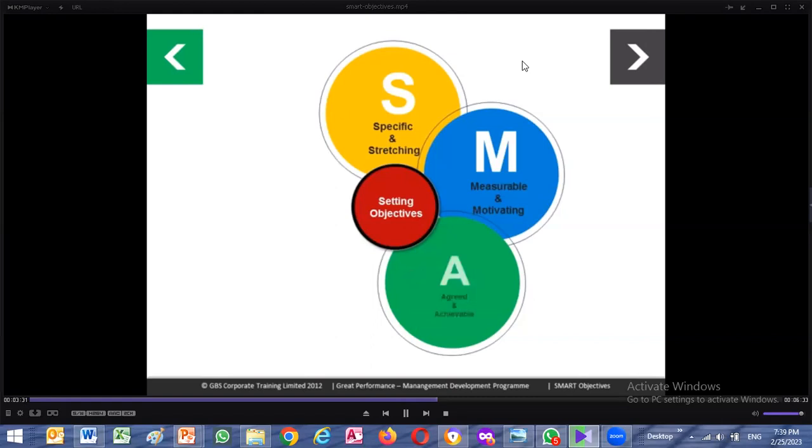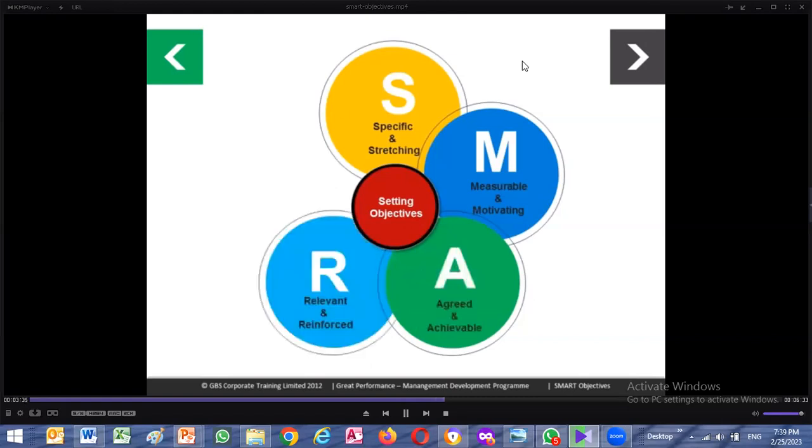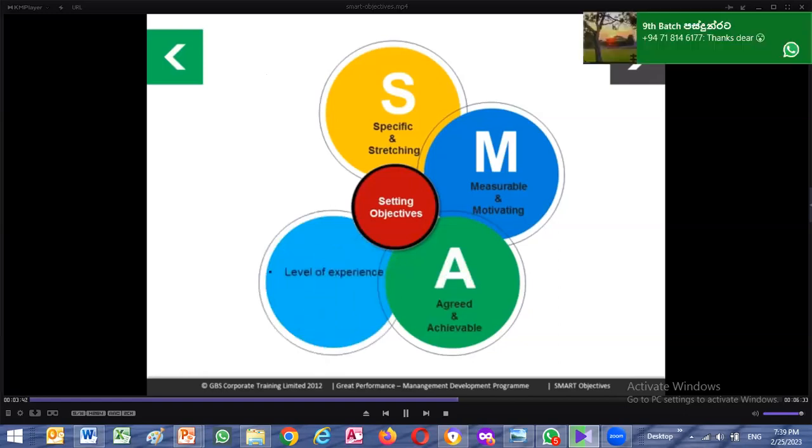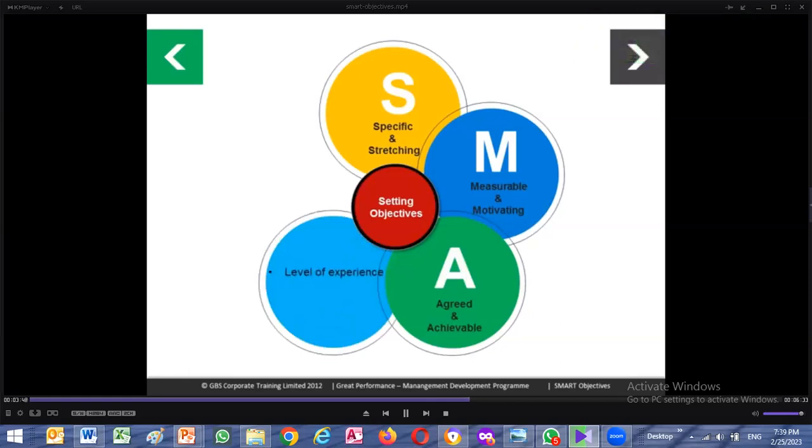The R stands for relevant and reinforced. Objectives should be relevant to the individual. This means both meaningful as far as their role is concerned and also tailored to their level of experience. Take account of varying levels of experience and development. It's reasonable to expect more from someone who's been doing a job for 10 years than someone who's just out of training.